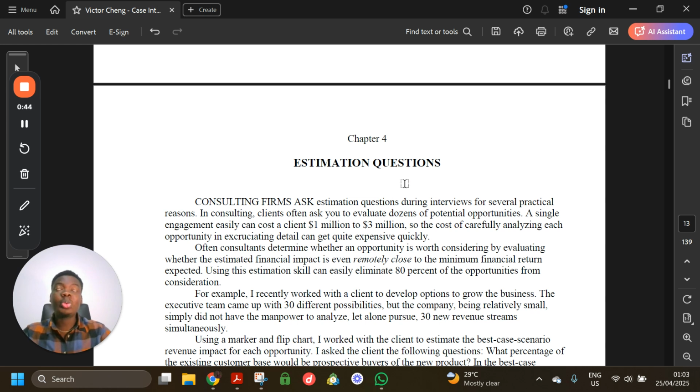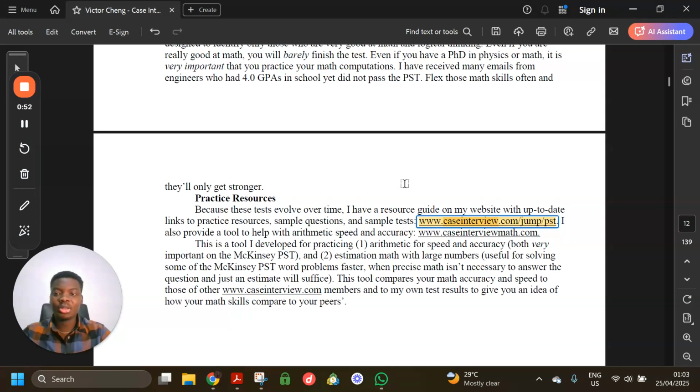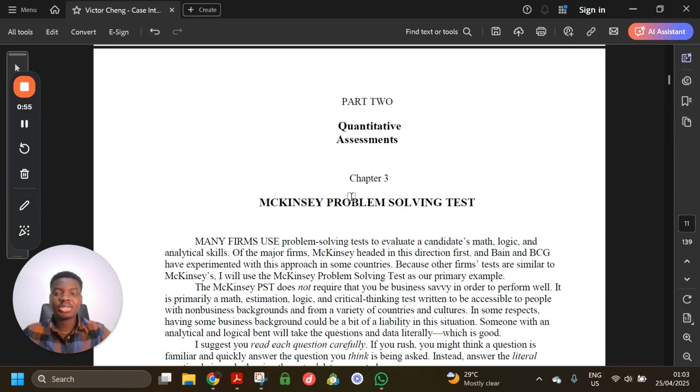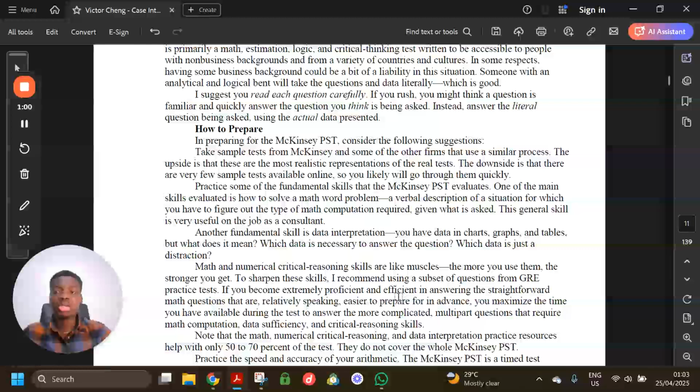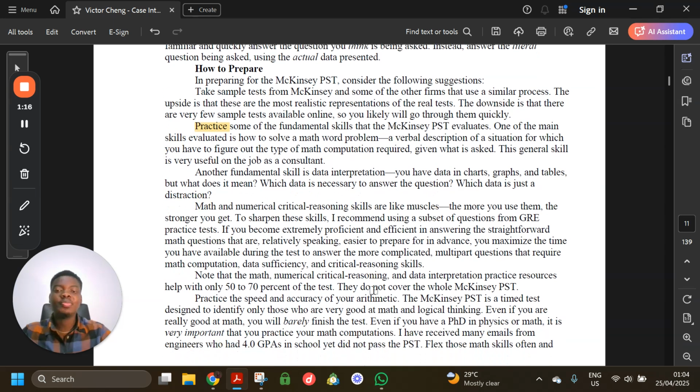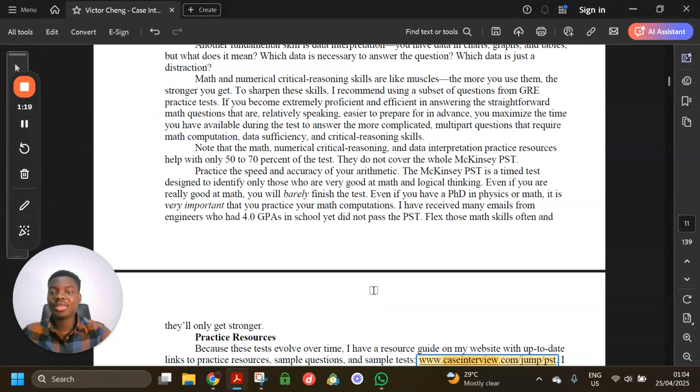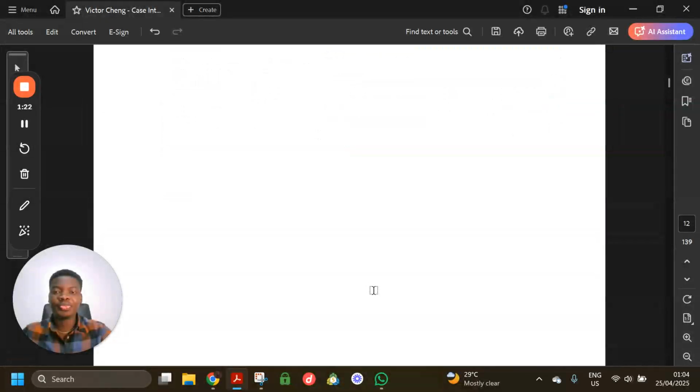So it's the way to pass quantitative assessments. For example, the McKinsey PST. Let me find what the PST means. Problem solving test. So there's the McKinsey problem solving test. And the way to pass this is usually through practice. Practice is one of the key ways to get faster and more efficient in solving math. Remember that you'll be on a clock, so there'll be a time factor to this assessment. So the more practice you get doing this math and numerical reasoning, the better for you.